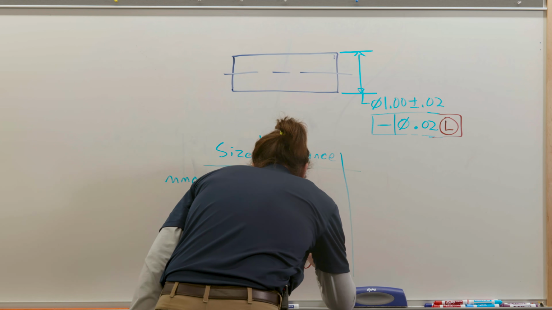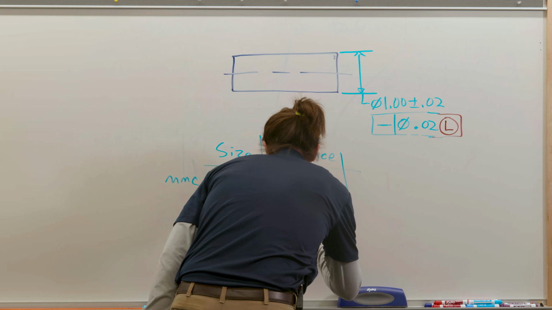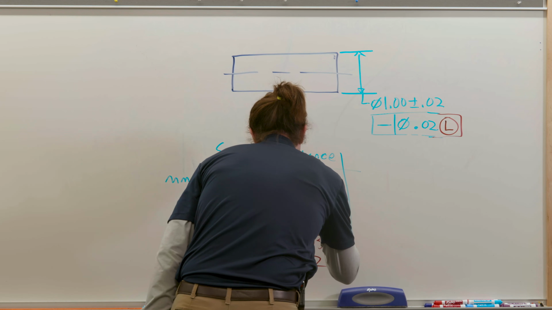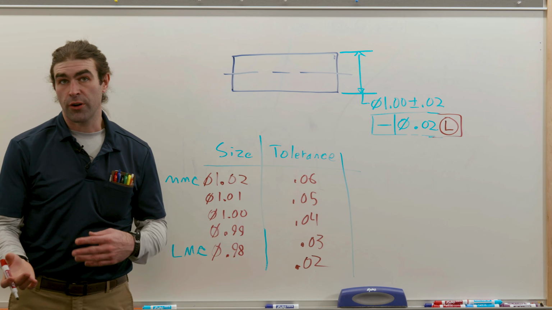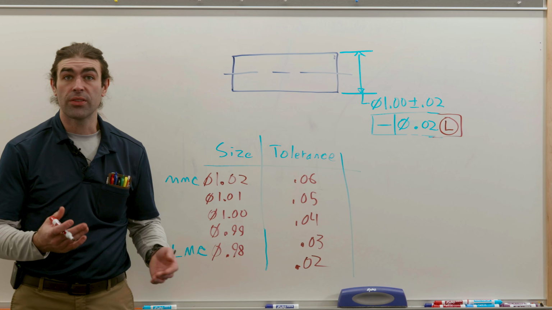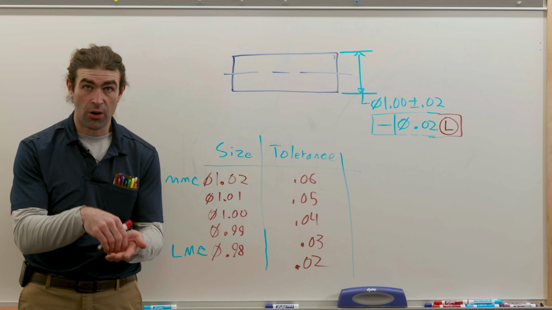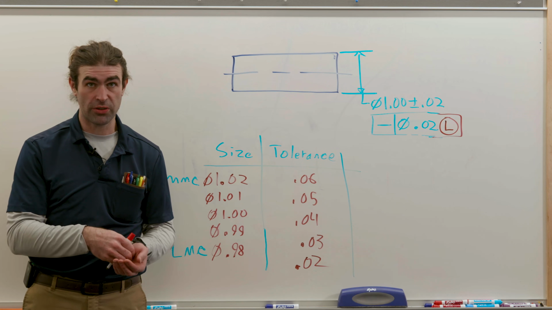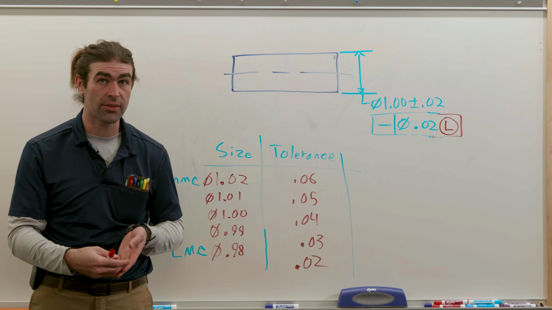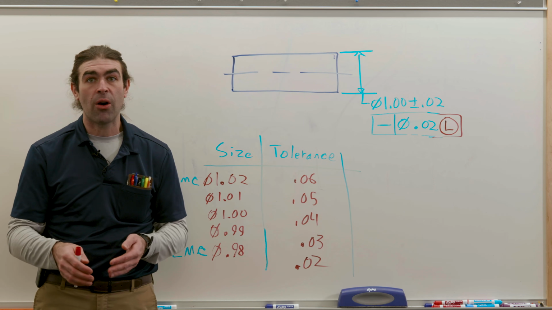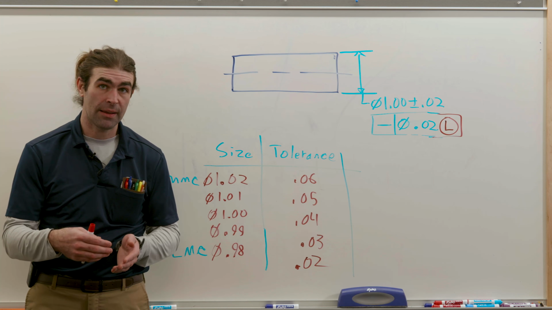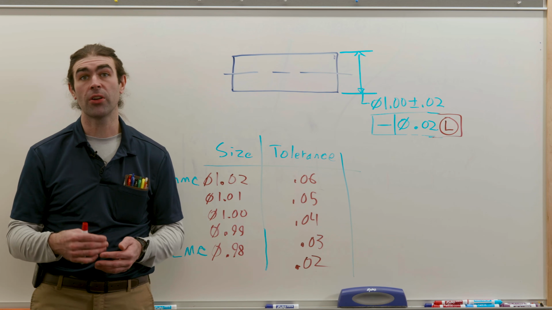So if the pin comes in at 0.99, you get 30 thousandths, 1.0, you get 40, and so on. So LMC is just the reverse of MMC in this situation, okay? So RFS is default for geometric tolerances applied to features of size. MMC and LMC can be used to allow more tolerance depending on the actual size the part comes in at, okay?